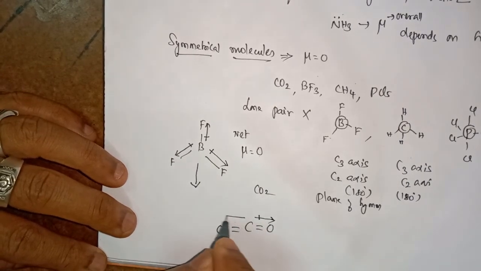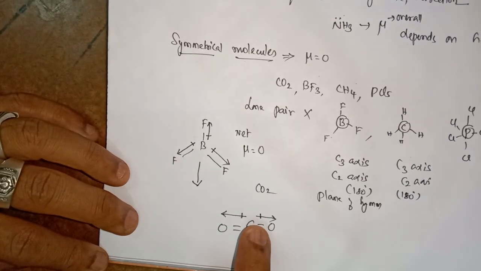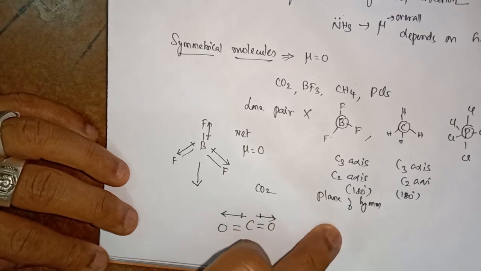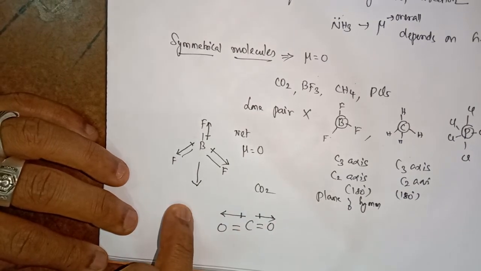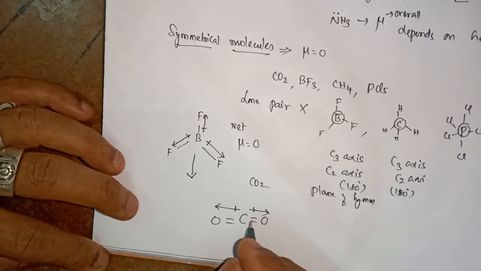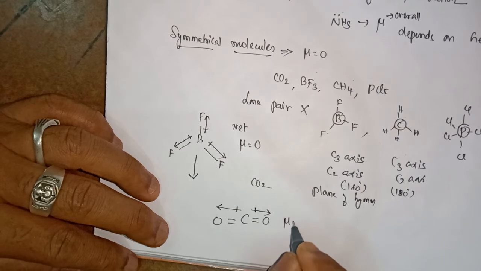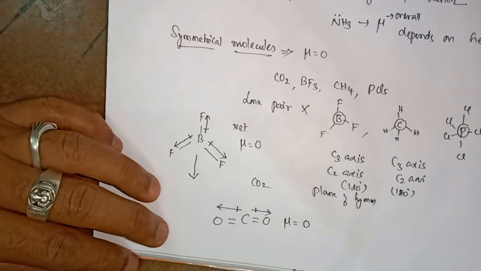It also moves, but this is a vector quantity. It is in this direction, and it is in this direction, with equal magnitude, but both these vectors are in opposite directions. So the sum of these, equal magnitude but opposite vectors, gives an overall value of mu equal to 0.